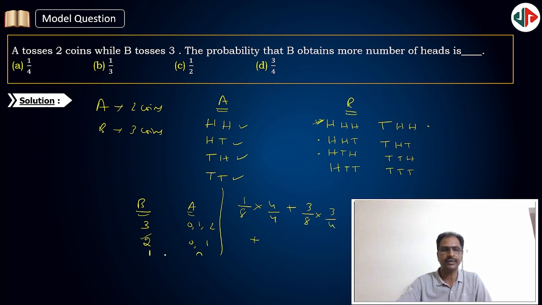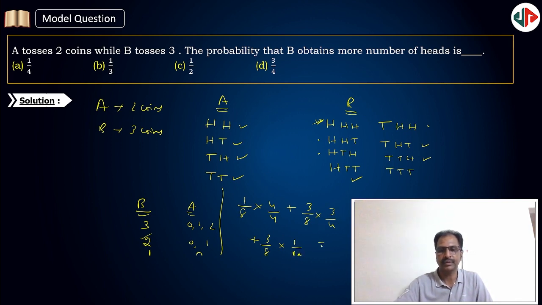What is the probability of getting one head for B? One head for B, how many cases are there? Where you get one head? This is one, this is one, this is one. 3 cases out of 8. In that case, I should get 0 heads for A. 0 heads for A means 1 by 4.